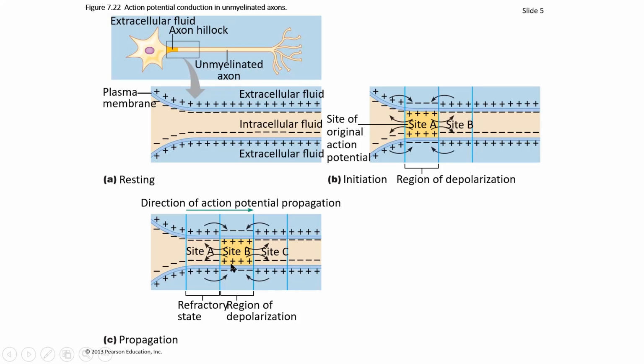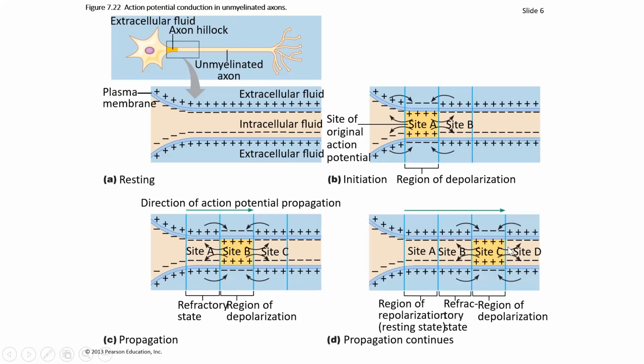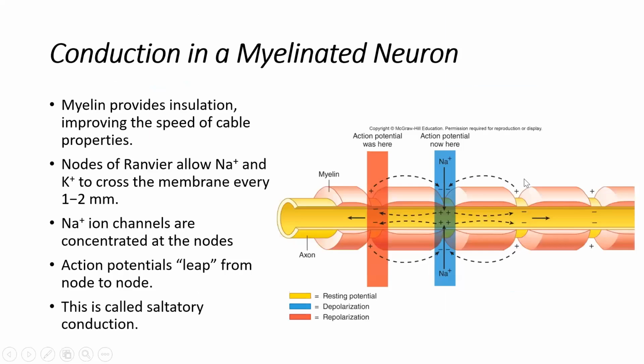And so it goes from site B that's now being depolarized, site C is now depolarized, and then site B is in its refractory period. And again, this is what keeps our action potential moving from the proximal part of the neuron to the distal part and not in the backward direction. All right. Let's speak about what happens in a myelinated neuron.